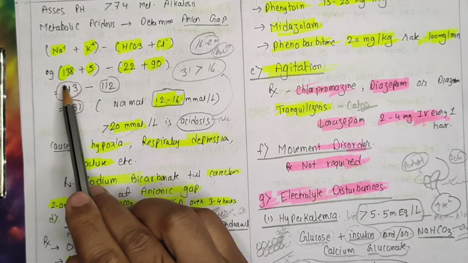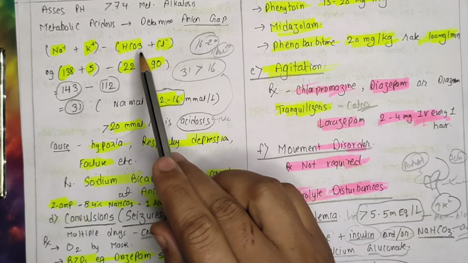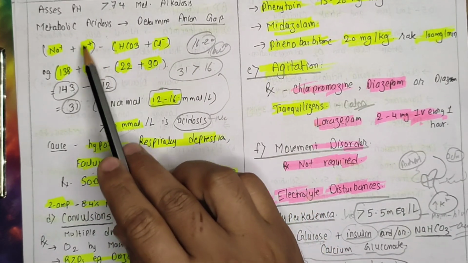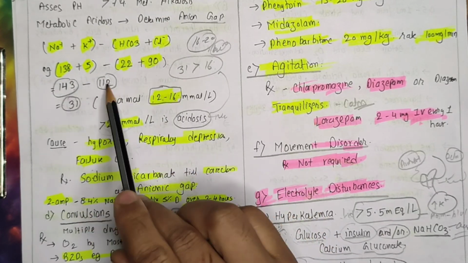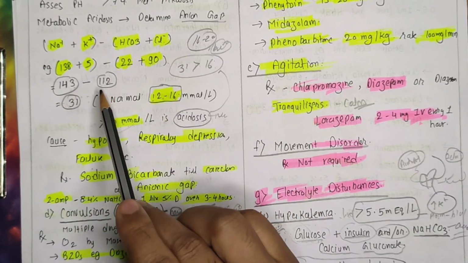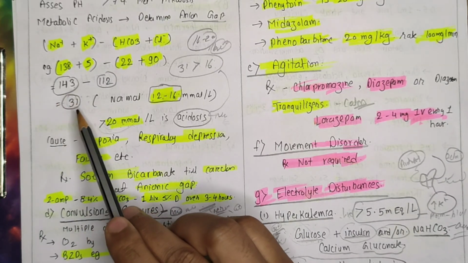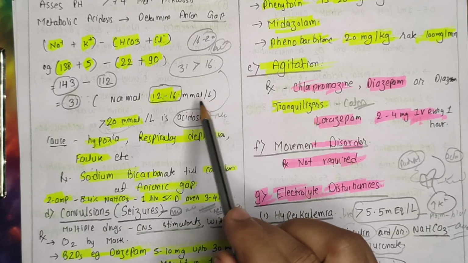So for example, if my sodium level is 138 and potassium level is 5, then the carbonate level is 22 and chloride level is 90, then we have to sum the positive ion values and sum the negative ion values. Then we have to see the gradient between these two and we will obtain one value. Then we have to check this value against the reference. The reference range is around 12 to 16 millimole per liter.